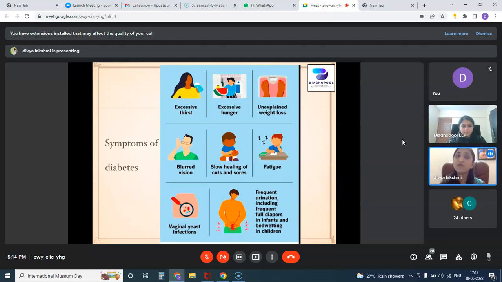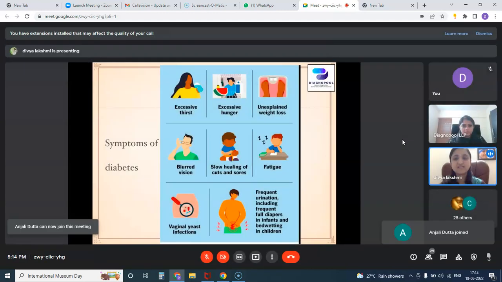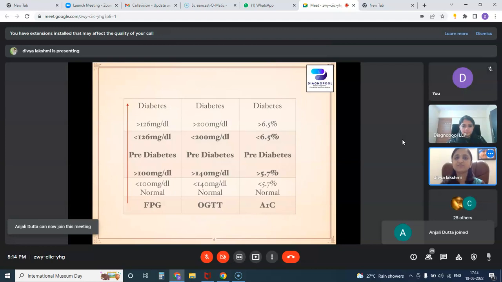We need to know because there are many times when we do a random blood sugar level, it can be high or it can be low, but we have to compare and ask the history of the patient. So even the lab professionals should know what the symptoms of diabetes are.